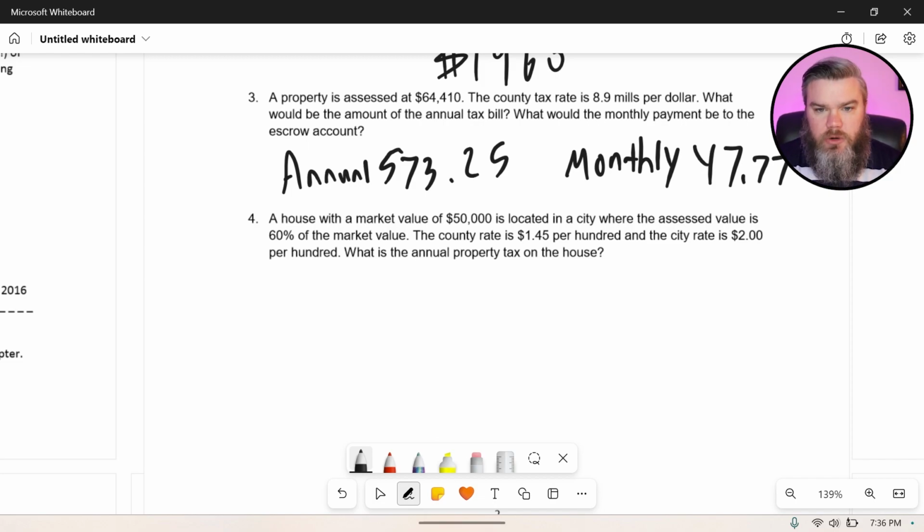So this is an interesting one because we are dealing with that equalization factor. Now it says $50,000 is the market value, and the assessed value is 60% of the market value. So what this is really getting into is you're not paying taxes on this number. You're paying taxes on 60% of that number. It's called an equalization factor. It could be more, it could be less. Don't overthink it. Just do what the math says.